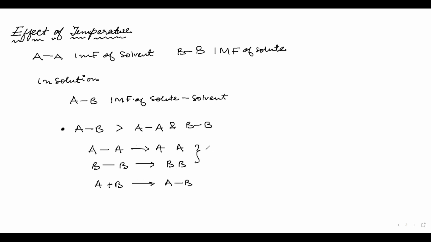So here what is happening? Bonds are breaking, so we have to give energy. And here the AB bond is forming and there is a release of energy. Now you will tell me, if this bond AB has a higher force of attraction, then the whole phenomenon of dissolving would be what? It will be exothermic.